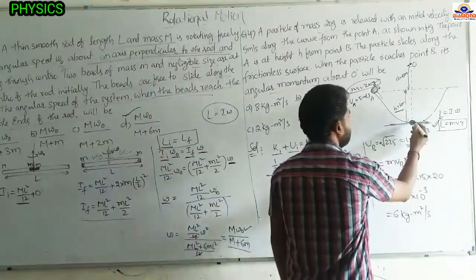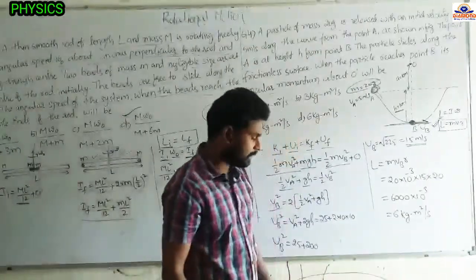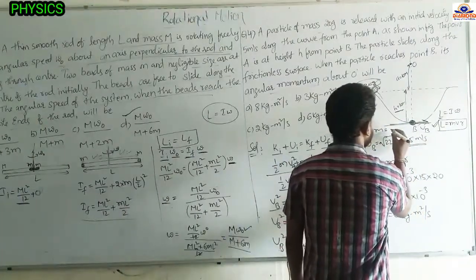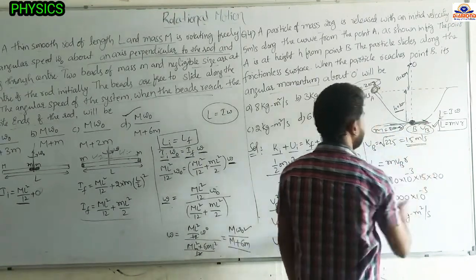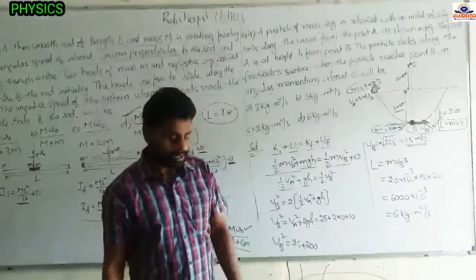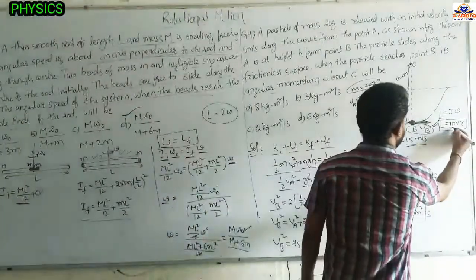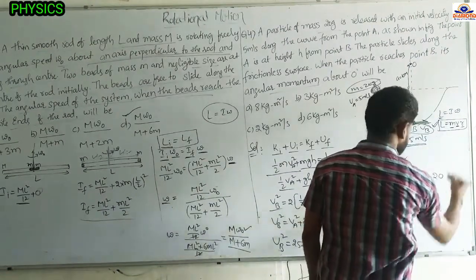So whenever the particle reaches point B, the velocity equals 15 meter per second, and the mass of the particle is already given, that mass equals 20 grams. Now mass we know, velocity we know. At this point we have to find the angular momentum. So the angular momentum formula is mass into velocity into distance r.